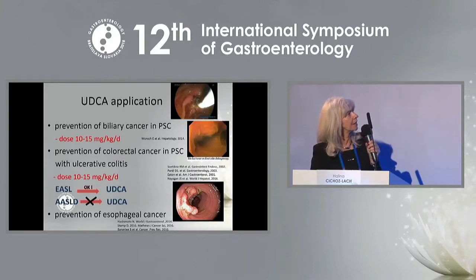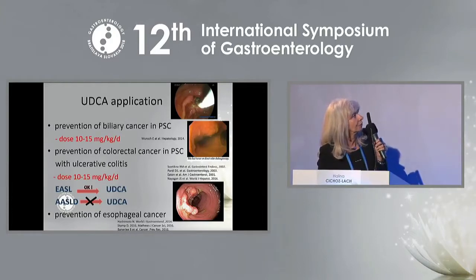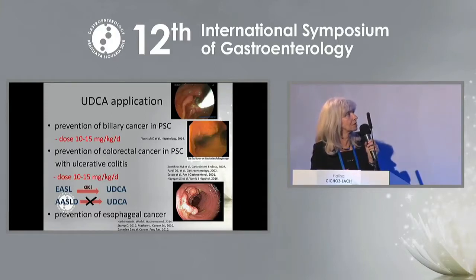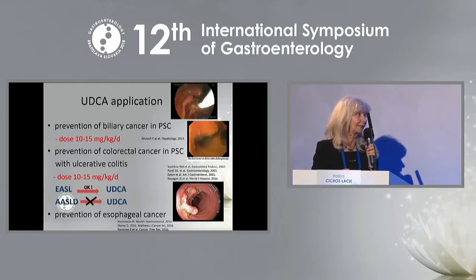UDCA is applied in prevention of biliary cancer in primary sclerosing cholangitis. This topic was discussed by the previous speaker. I only told that the recommended dose is between 10 and 15 milligrams of UDCA per kilogram of body mass per day. Higher doses were tested, however, they do not produce any improvement in mortality and in reduction of cholangiocarcinoma.